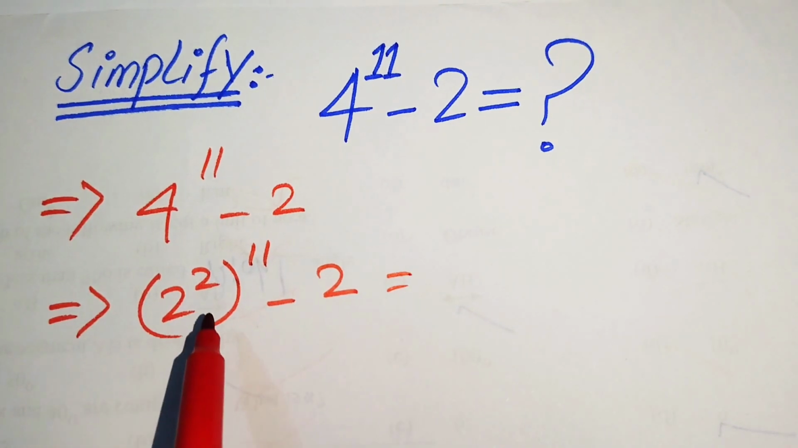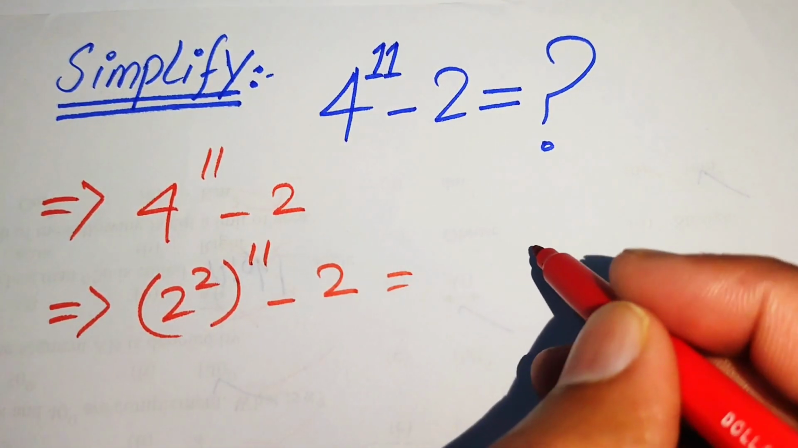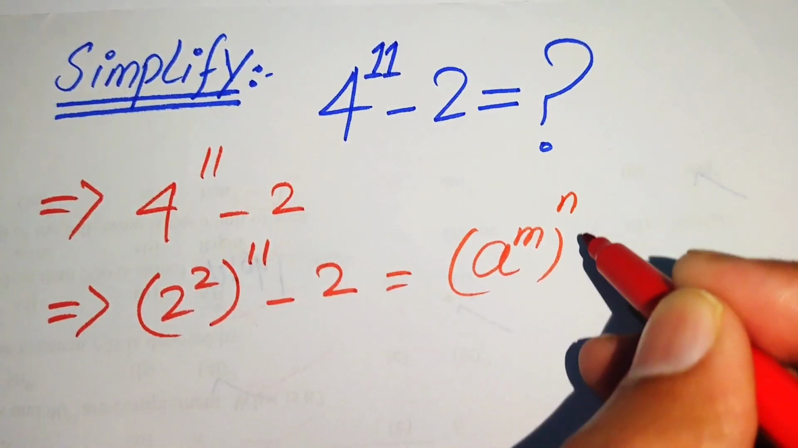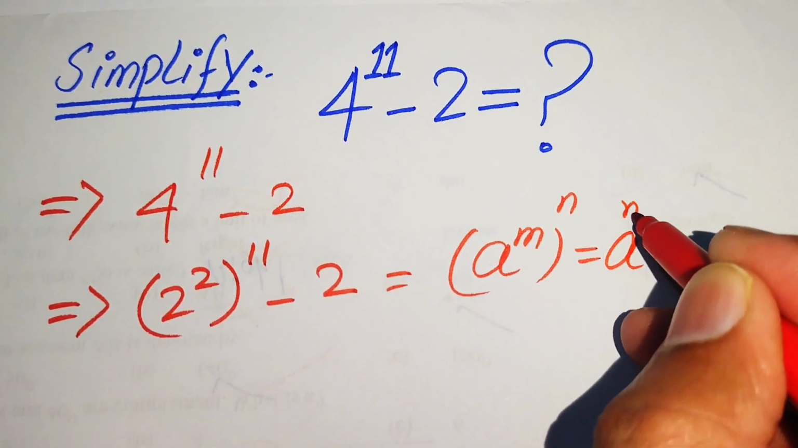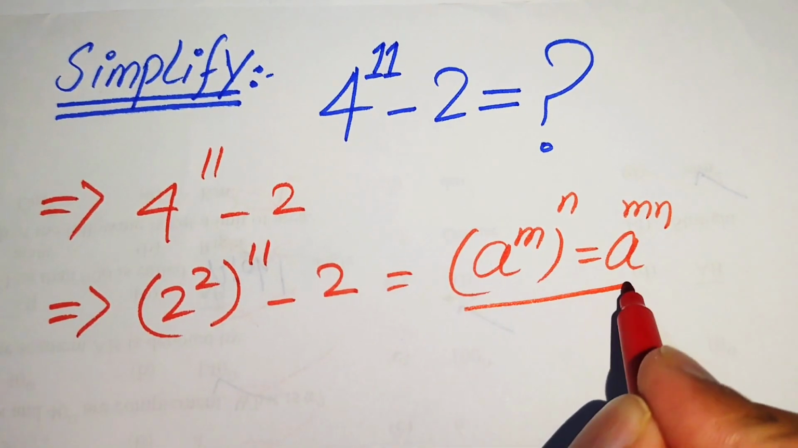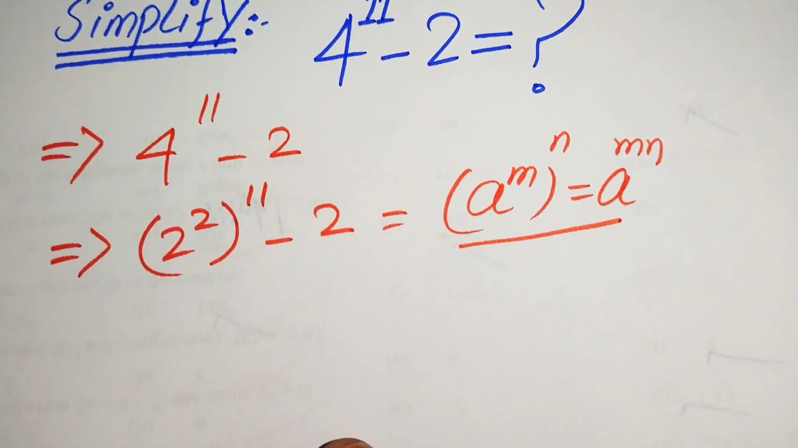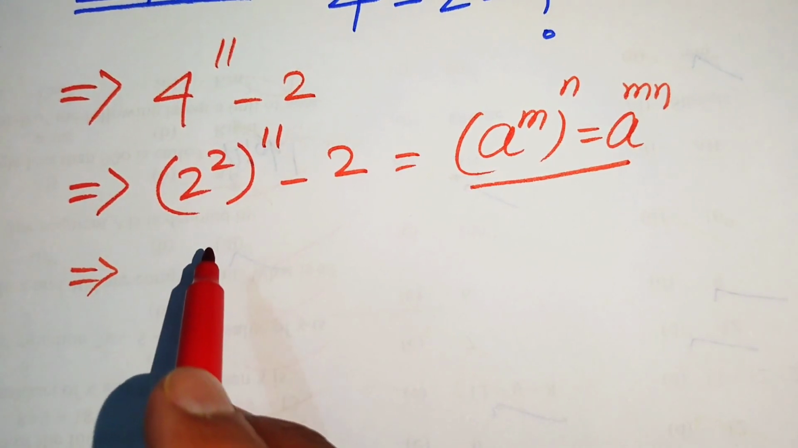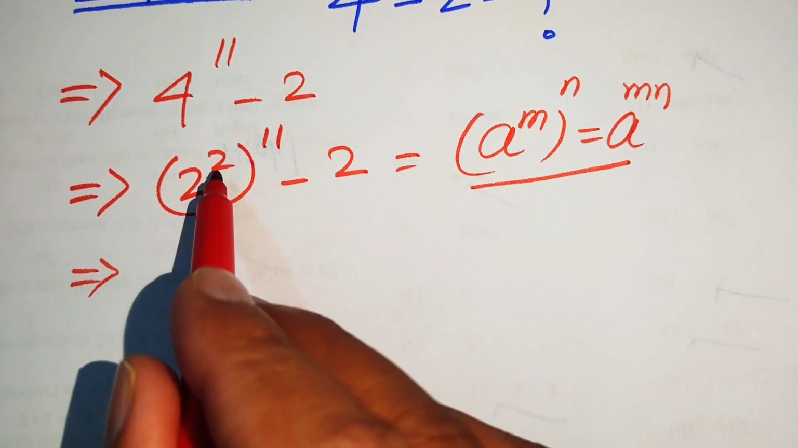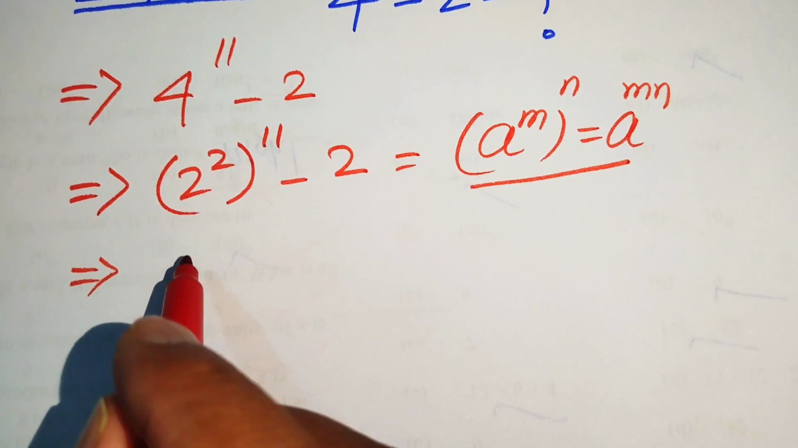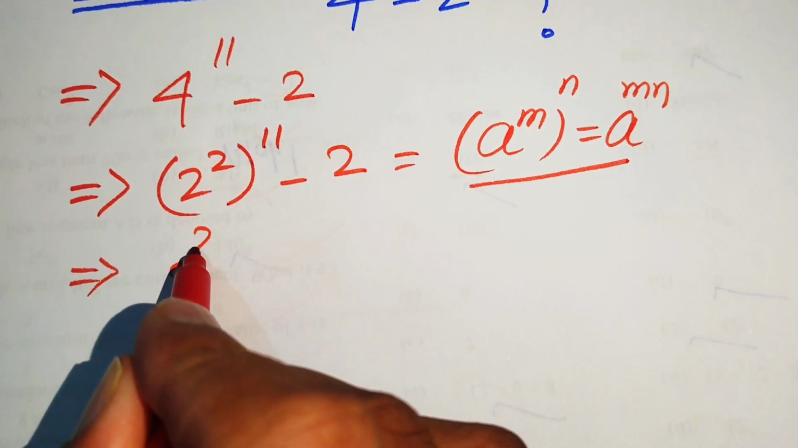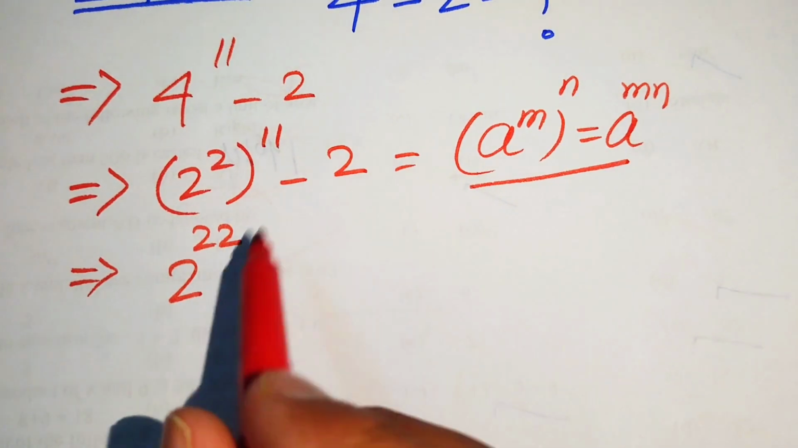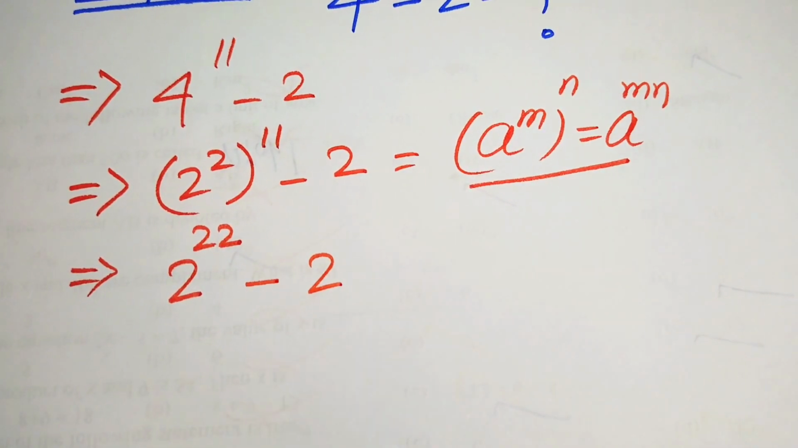And now you see here we use the nice exponential law, and you know about this law. If we have a to the power of m to the power of n, it is equal to a to the power of m times n. Here we use this exponential law in this expression in order to write it in the simplified form. So here we multiply these two exponents and it is written as 2 to the power of 22, because 2 times 11 is equal to 22, minus 2.